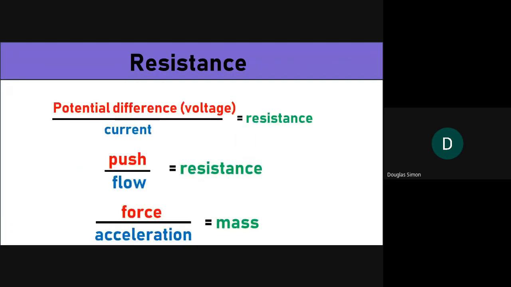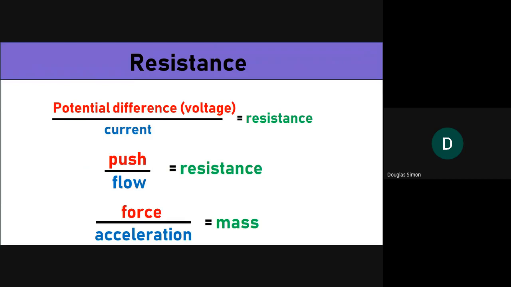Now, they might ask you for a formula or to do some calculations. So we're going to look at the formula. This top formula here is the formula you need. Resistance is potential difference divided by current. What are the two other formulas on the screen? Well, let's look at them.